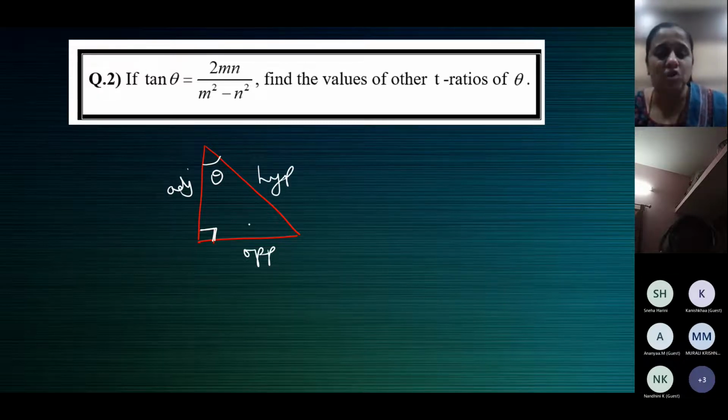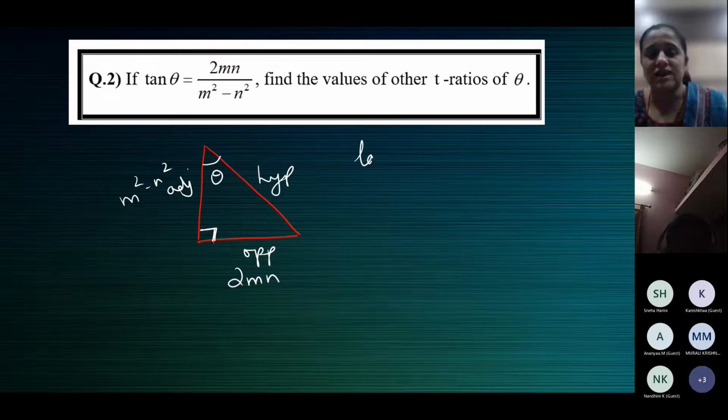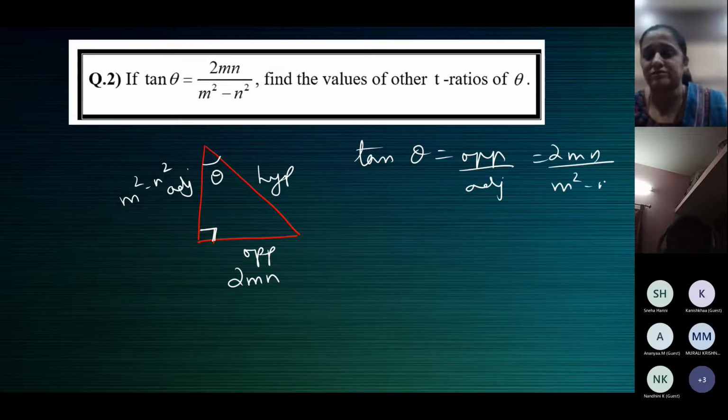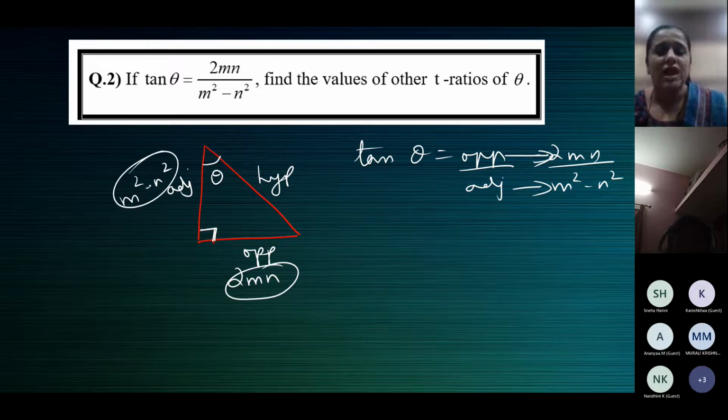Now tan theta is opposite by adjacent. So this is 2mn by adjacent, and the adjacent is m square minus n square. Tan theta is equal to opposite side by adjacent side, so it's 2mn by m square minus n square. The opposite side is 2mn and the adjacent side is m square minus n square. Then we have to find the value of the hypotenuse using Pythagoras theorem.